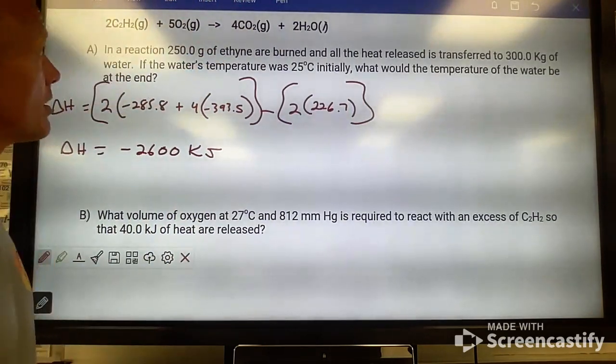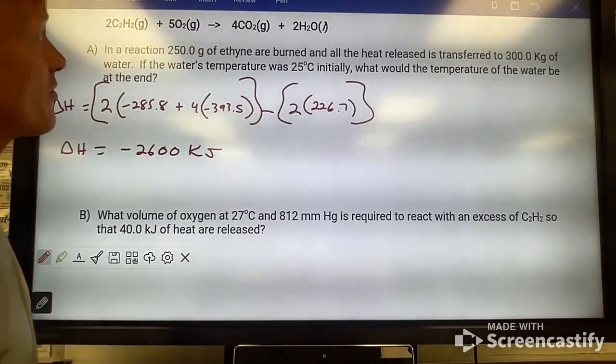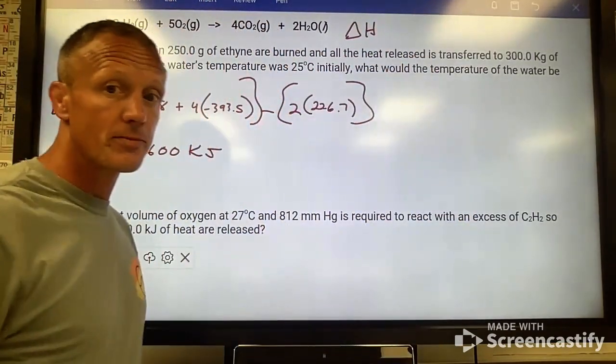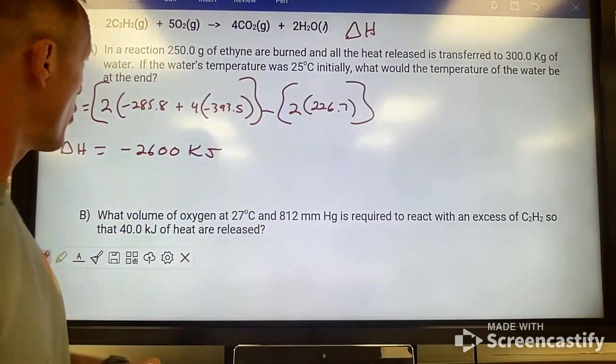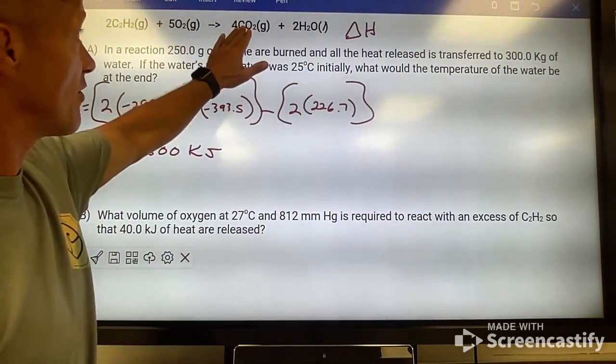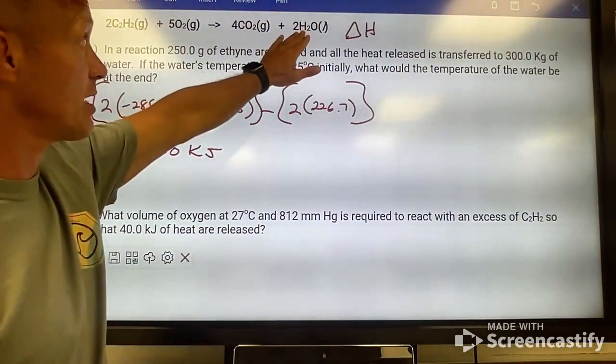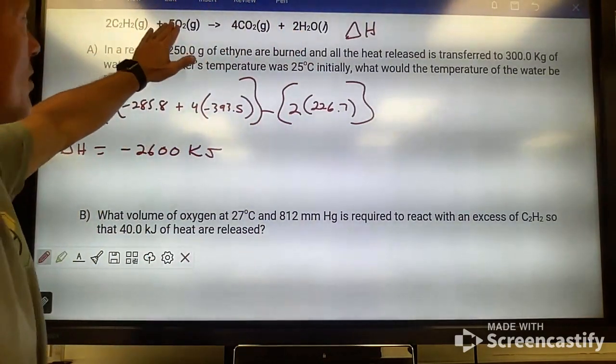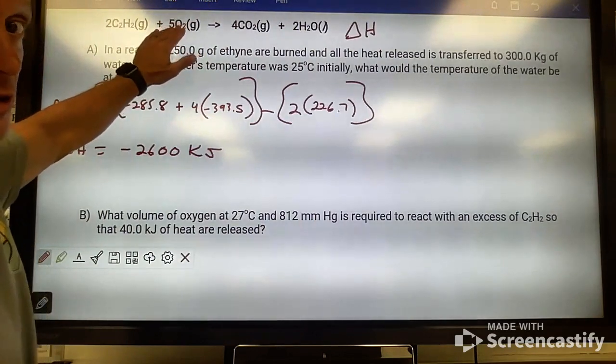C2H2 is ethine. First thing you would need to do is figure out the delta H of this reaction. Okay, and you do that by using your heats of formation sheet, doing products minus reactants. So the overall delta H of this reaction would be the heat of formation of this times 4 plus the heat of formation of that times 2 minus the heat of formation of this times 2 plus that, which is 0, has nothing for heat of formation.